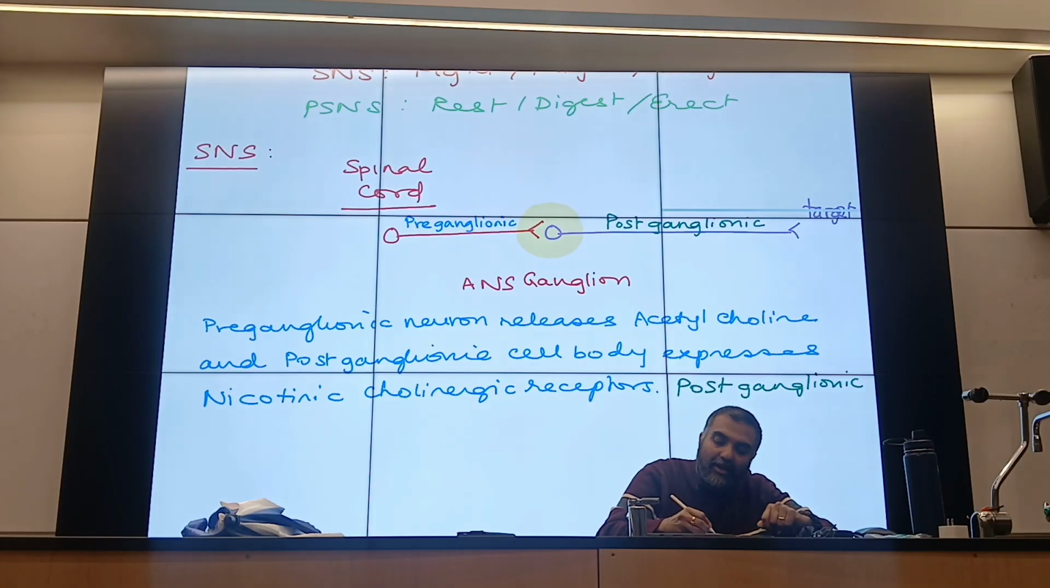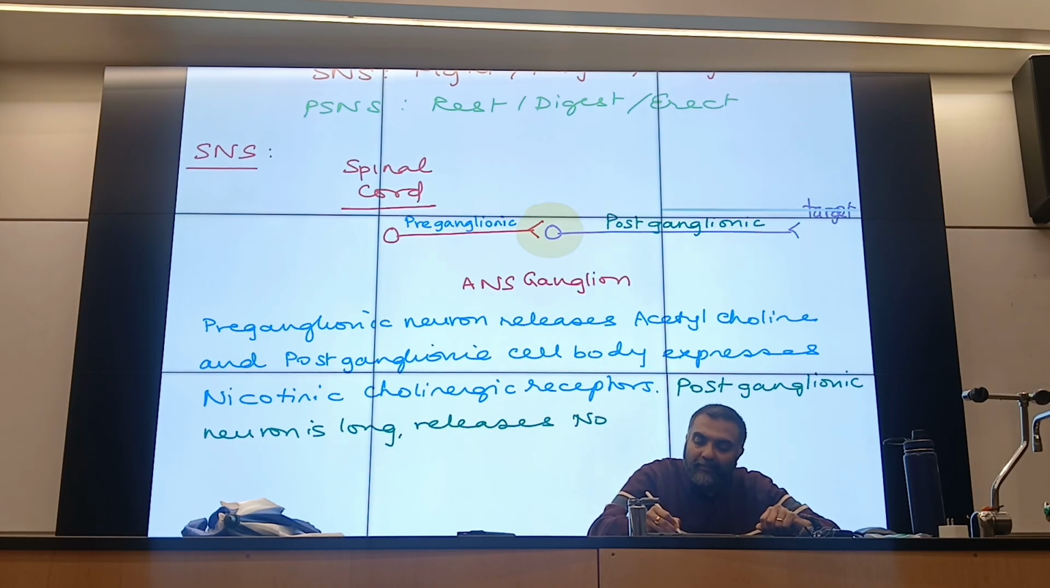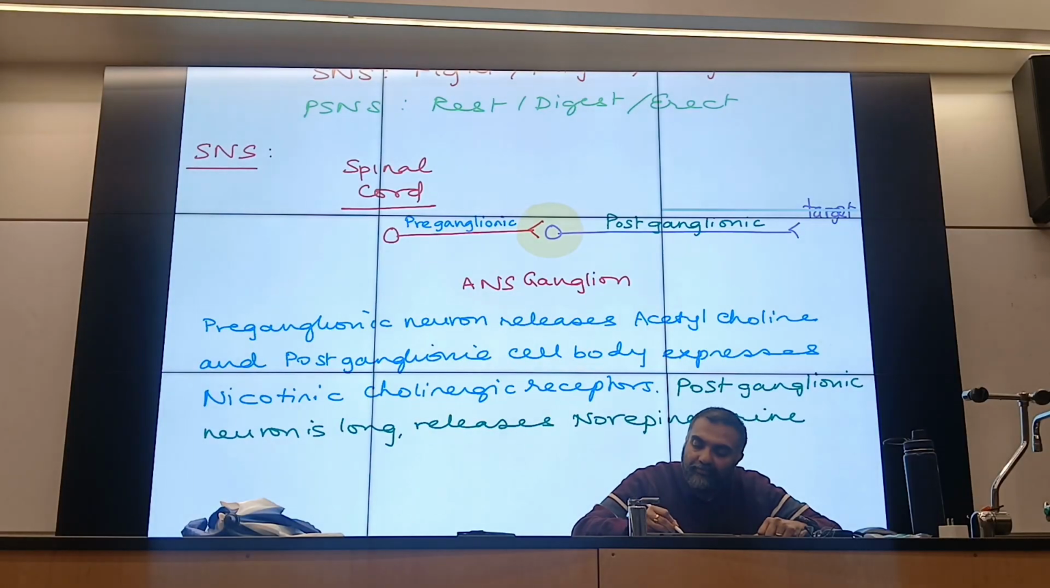So the post-ganglionic neuron is long, which means it's going to be myelinated, correct? And it releases norepinephrine as its neurotransmitter. Norepinephrine, very, very important. It releases norepinephrine.